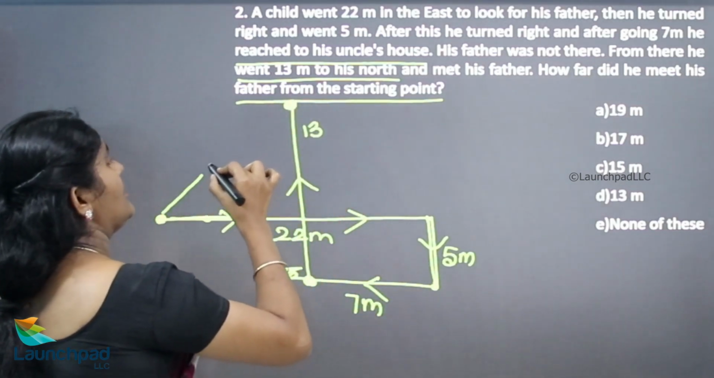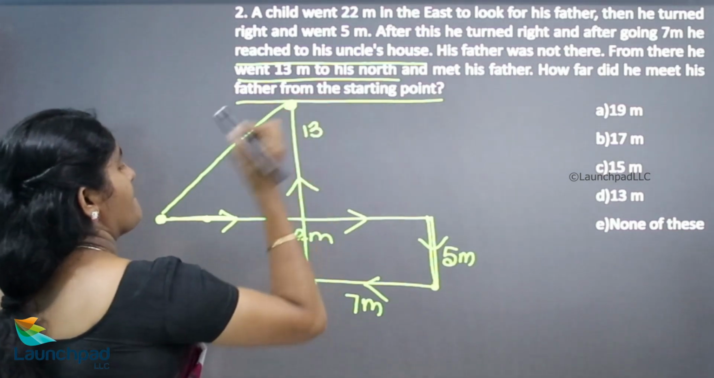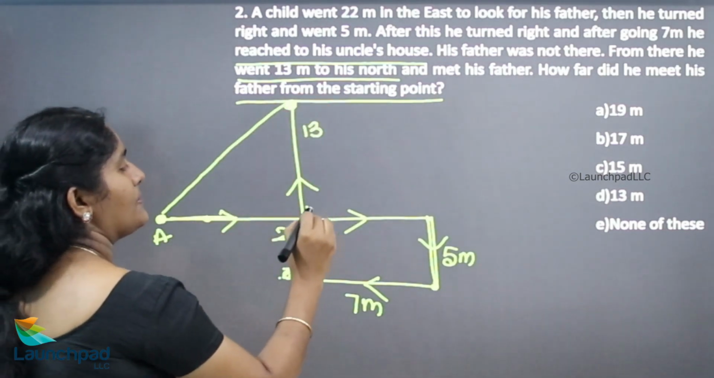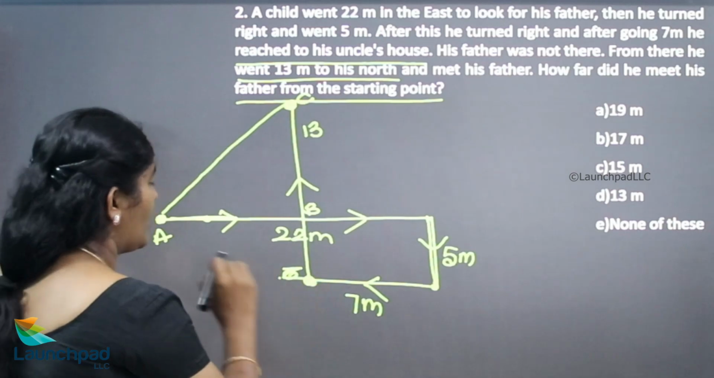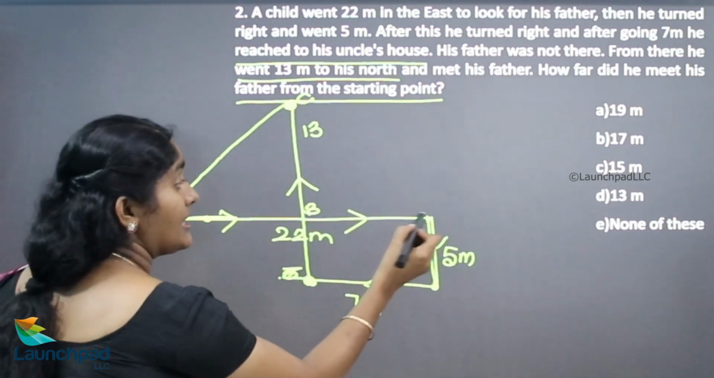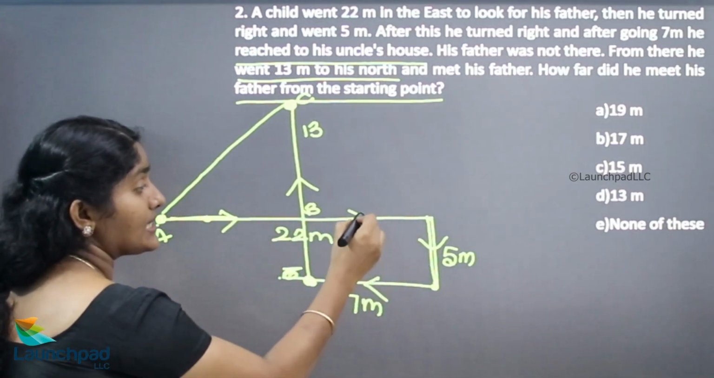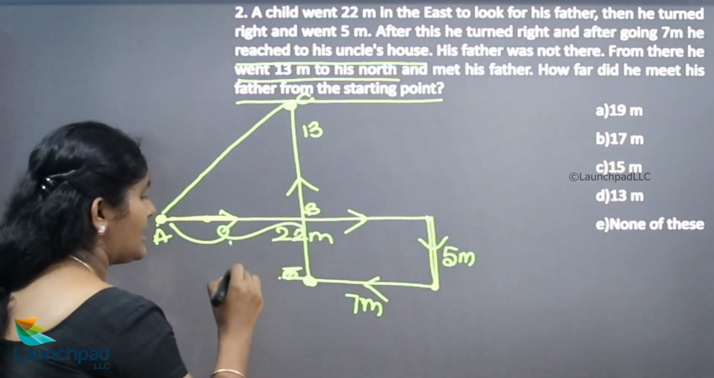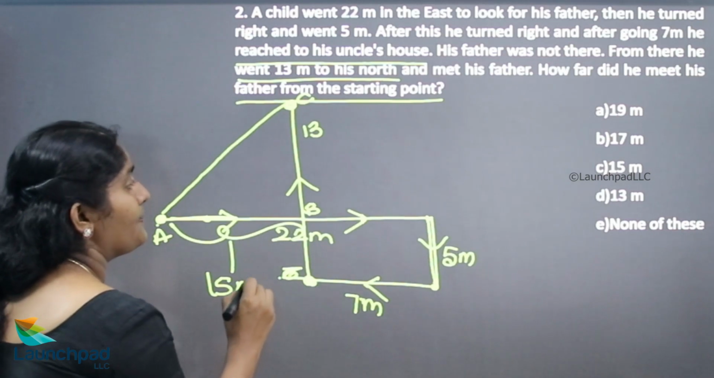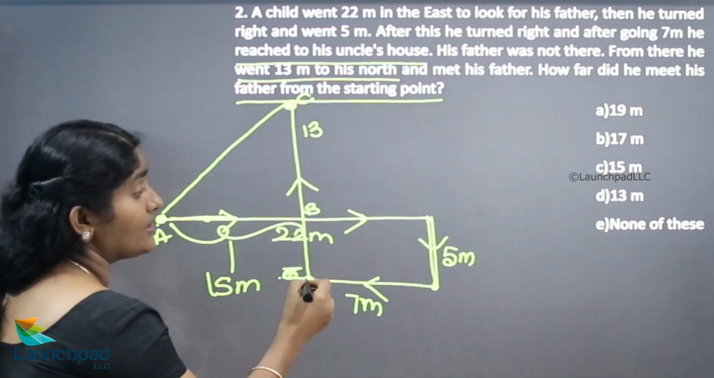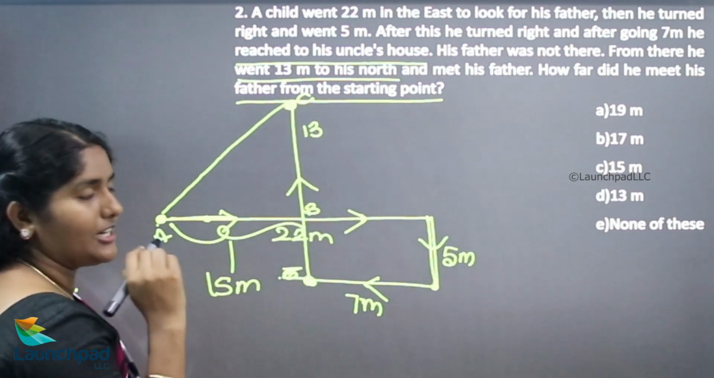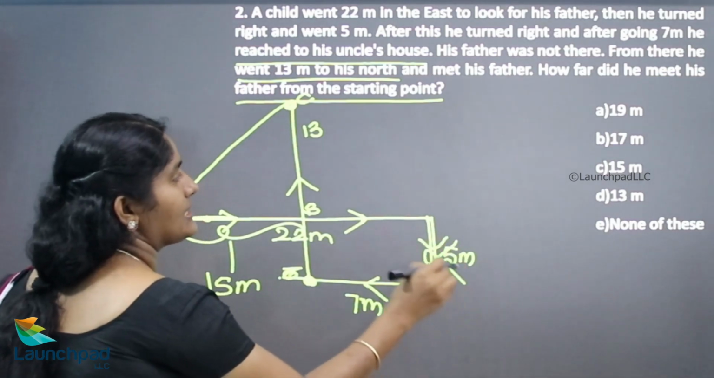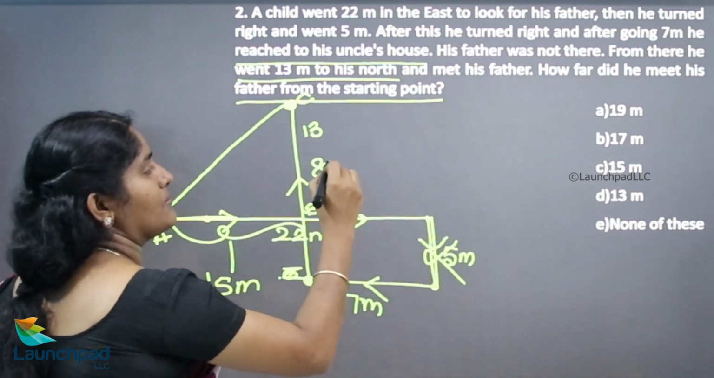We can calculate the shortest path. So this is A, this is B, this is C. The whole length is 22 meters, so the 7 meters will be cancelled, remaining 15 meters. So this length is 15 meters. And what is your total length? 13 meters. Now 5 will be cancelled, 13 minus 5 is 8 meters.